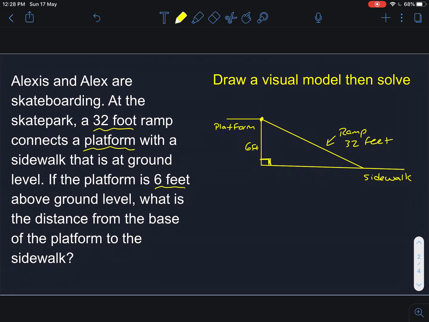So we want labels. We also want to include the lengths, and we want to put the dimensions on there. And also we want to put a variable that represents what we're trying to find. So on this one, we're trying to find the distance from the base of the platform to the sidewalk. Okay, so here is the base of the platform, and then here is the sidewalk. So that is going to be what we're trying to find, and let's just call that X. All right, so that is what my visual model looks like. It has labels, it's somewhat to scale, it's got units on the lengths, and I've also got a variable that represents what I'm trying to find.